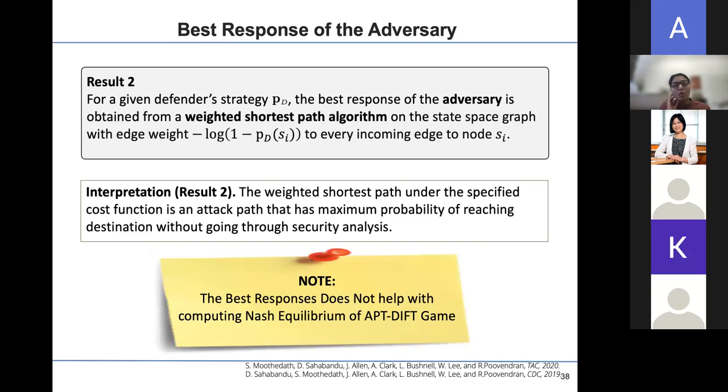So the note I want to pose here is we solve these individual problems for the adversary and defender, that is the best responses, and that is definitely helpful, gives us insight on what is going on with respect to each of these agents, but it is not necessarily solving the game. To solve the game, we need to compute Nash equilibrium, which requires more work, right? Any question here?